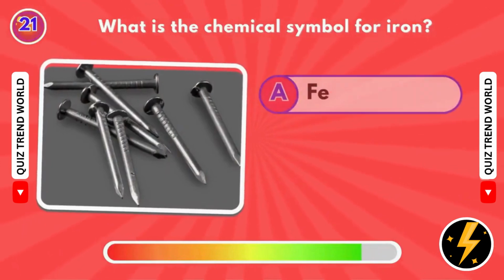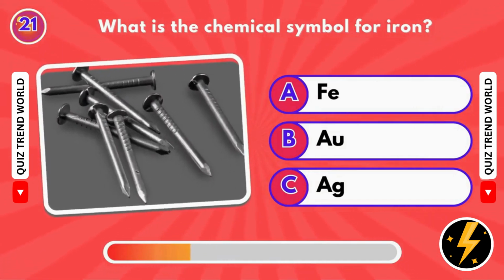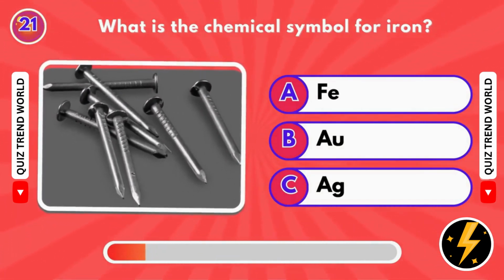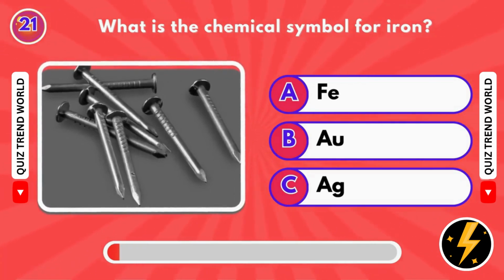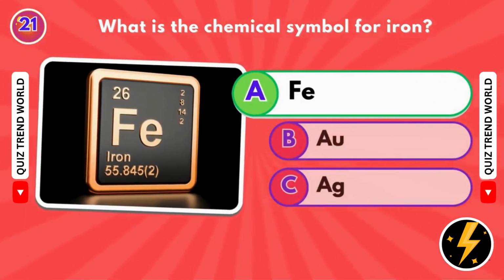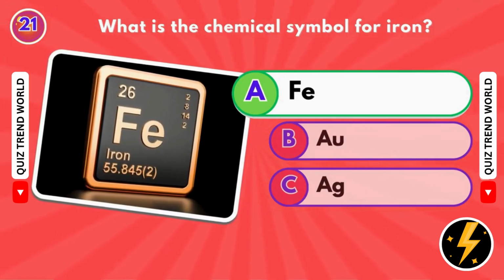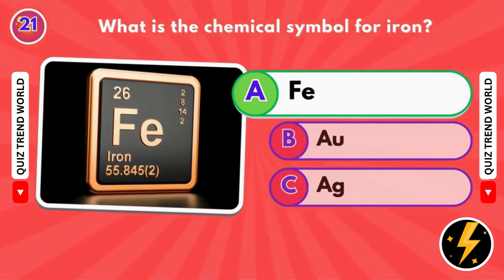What is the chemical symbol for iron? Fe, Au, or AgO? It's Fe. Iron is a chemical element. It has symbol Fe, from Latin ferrum, iron, and atomic number 26.